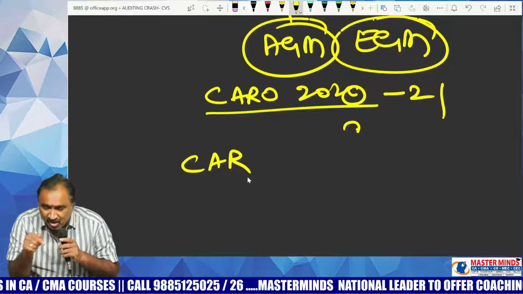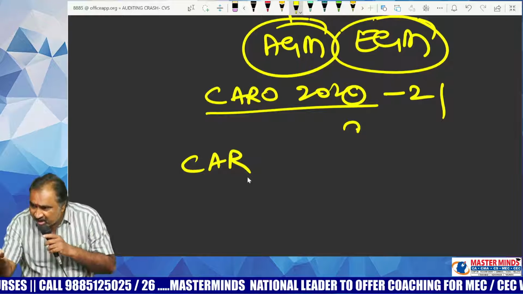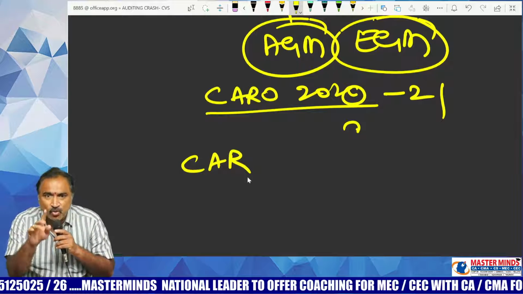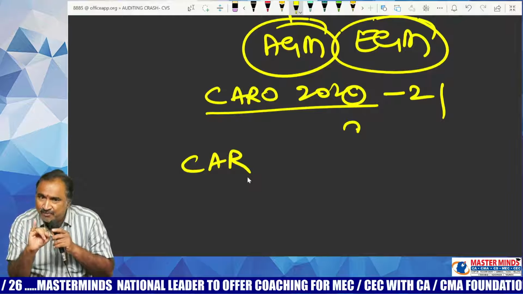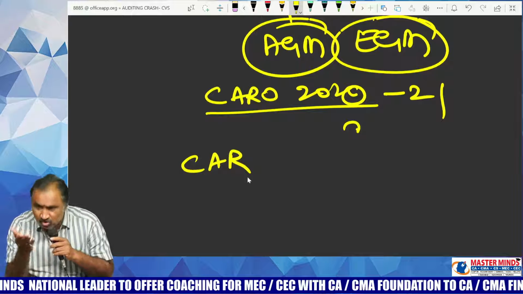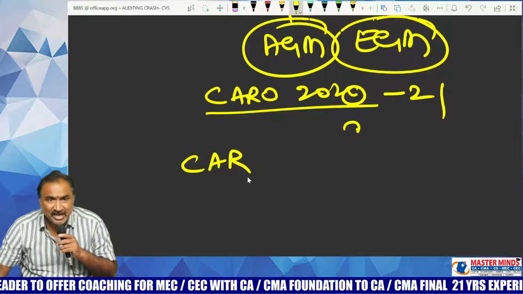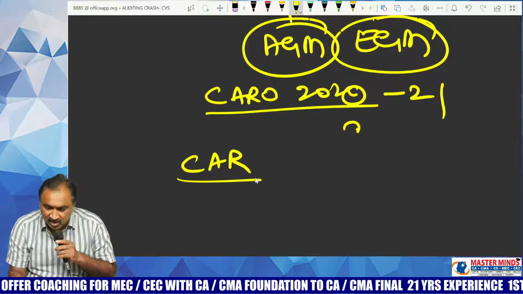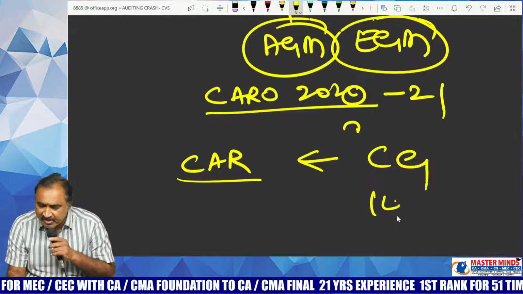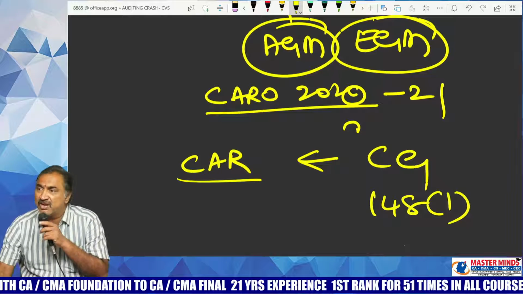Point number 2: under CARO 2020, as an auditor of a company, you are supposed to check 21 points mentioned under CARO. Out of those 21 points, 1 point reads like this: where the company under your audit is under obligation to maintain cost accounting records, because it was so directed by central government under section 148 subsection 1 of the Companies Act.